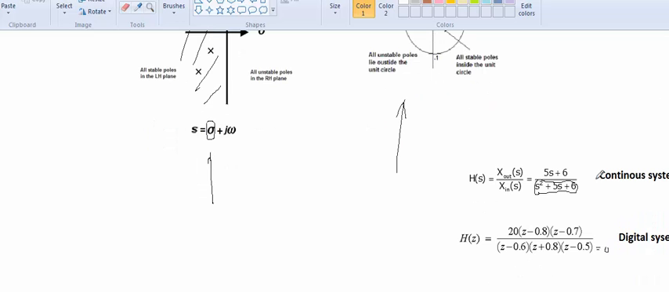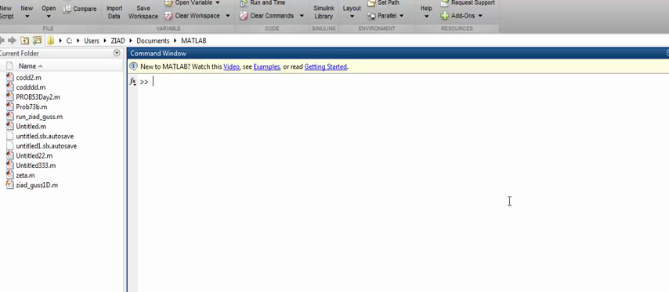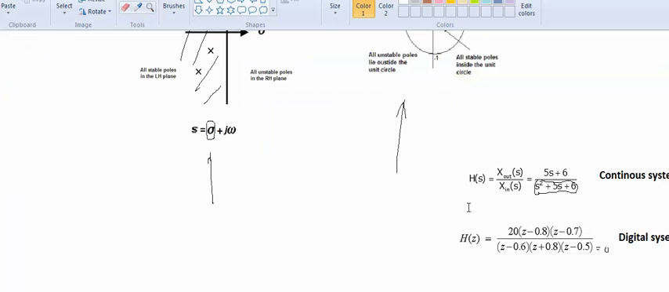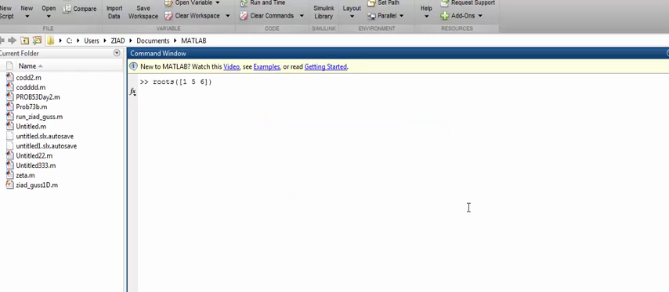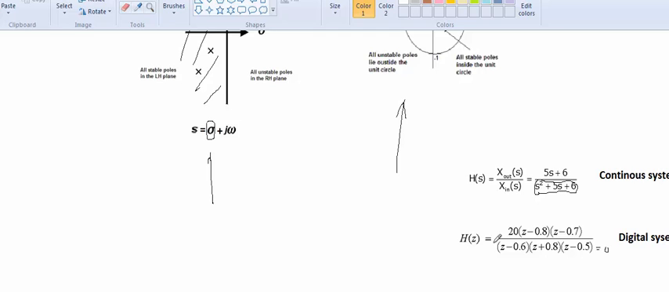If you want to check this using MATLAB, here we have s squared plus 5s plus 6. You can just use roots with the coefficients 1, 5, and 6. You get both roots negative, so the system is indeed stable. The same holds for this one. It's very clear, it's factored and set equal to 0, and all the roots are less than 1 in magnitude, so the system is stable for both of these systems.